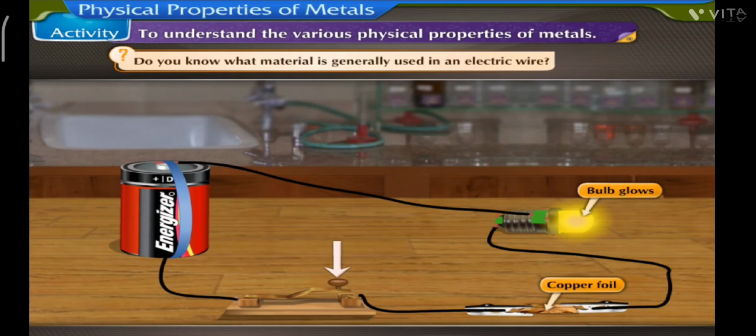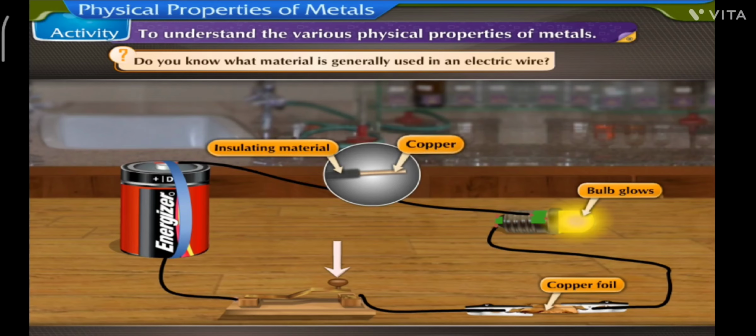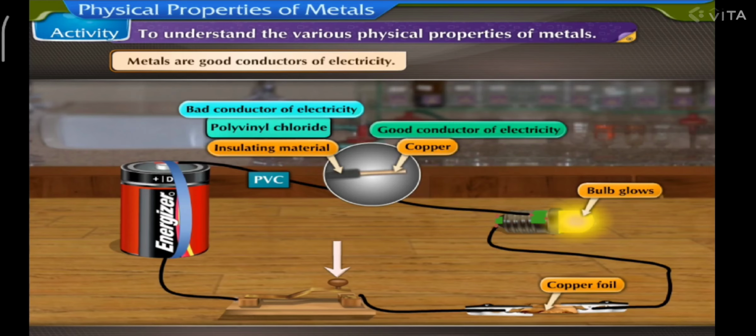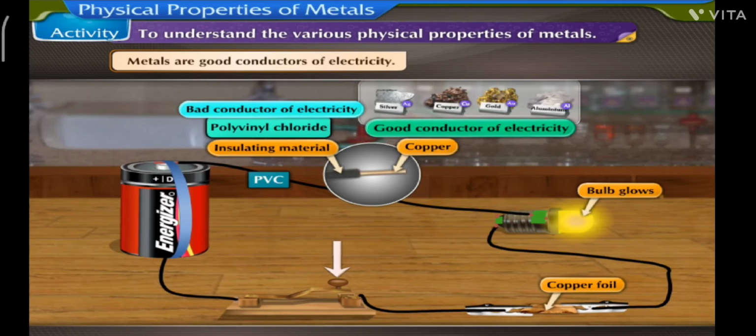Do you know what material is generally used in an electric wire? Electric wires are made of copper and are coated with an insulating material. Copper is a good conductor of electricity. This insulating material is polyvinyl chloride, that is, PVC, which is a bad conductor of electricity. We can conclude that metals are good conductors of electricity. Silver, copper, gold, aluminium are good conductors of electricity.